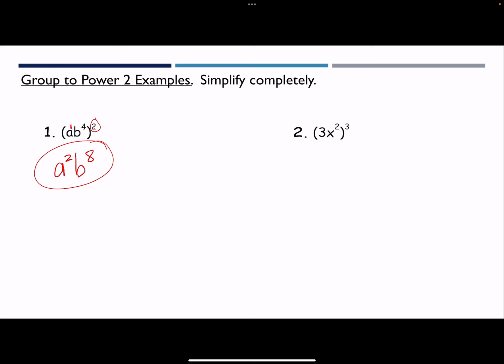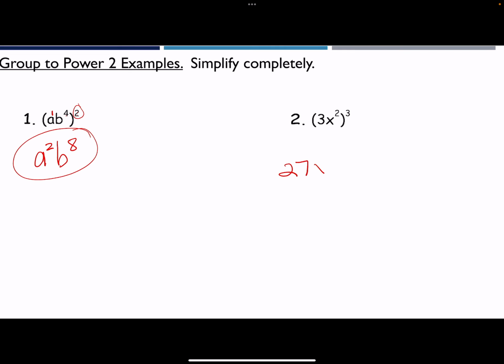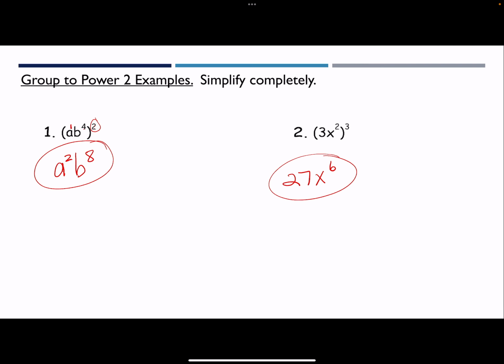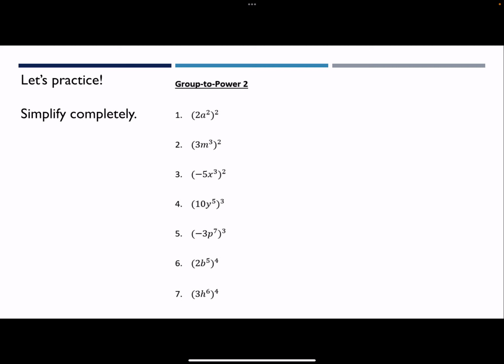Final answer. Over here, 3 cubed is 3 times 3 times 3, so 27x to the 2 times 3, which is 6. So 27x to the 6th power, because I'm going to multiply those exponents, the 2 and the 3. This 2 and this 3. All right, now that you've seen some example problems, pause the video and try these.